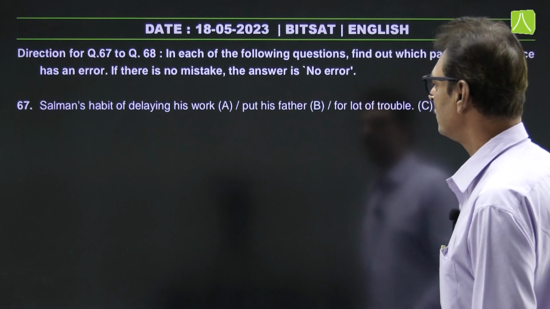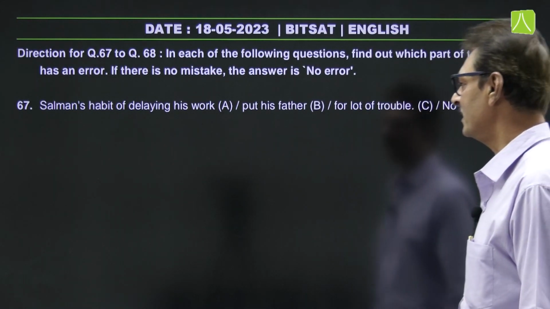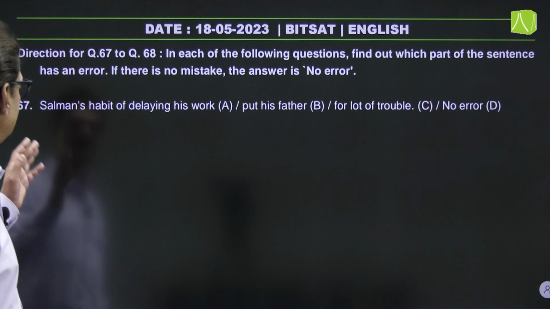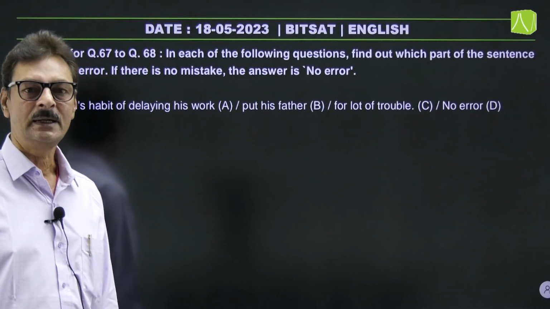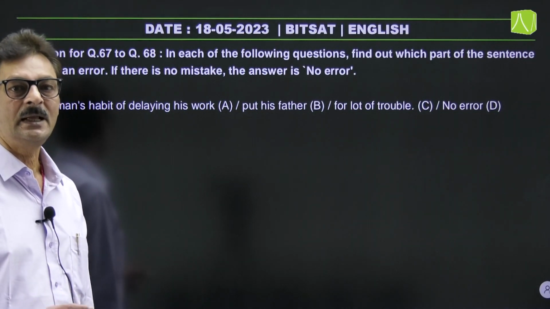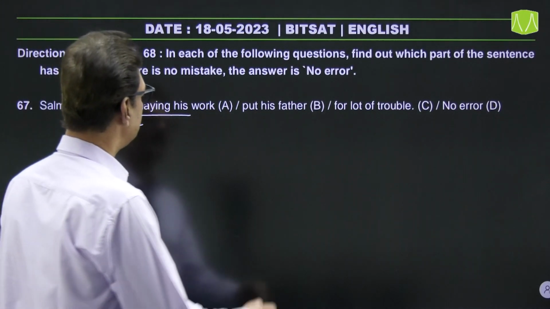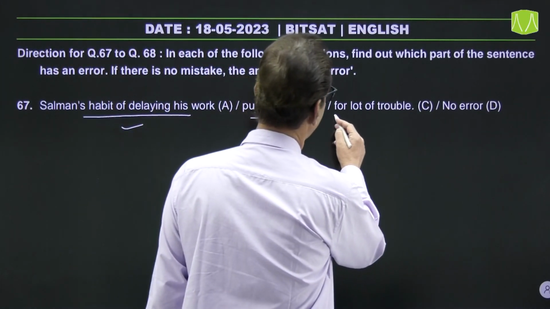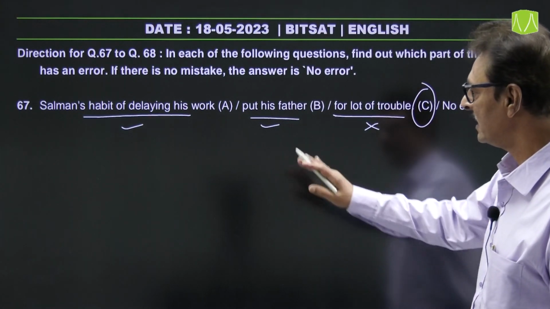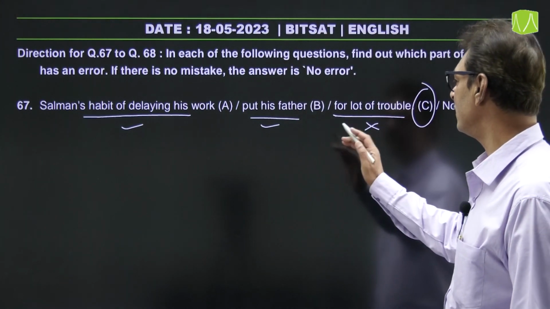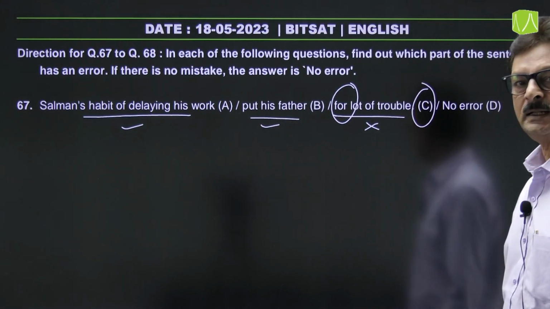Next set of questions: in each of the following questions, find out which part of the sentence has an error. If there is no mistake, the answer should be no error. Read the sentence very carefully. Salman's habit of delaying his work put his father for lot of trouble. If you feel there is no error in this, then D should be your option. But friends, there is an error in this statement. Salman's habit of delaying his work, correct phrase, no problem. Put his father, no problem. For lot of trouble, there is a correction over here, so option C should be the one. The sentence should be: Salman's habit of delaying his work put his father into lot of trouble. Thus this is the error in this statement.